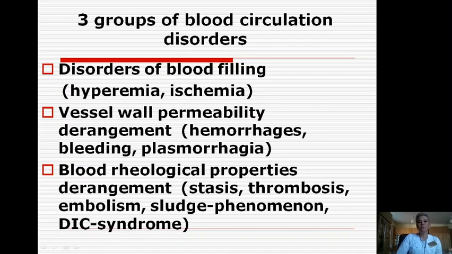There are three groups of blood circulation disorders. First group, disorders of blood feeding, for example, hyperemia, ischemia. The next group, vessel wall permeability derangement: hemorrhages, bleeding, plasmorrhagia. And the last group is blood rheological property derangement: stasis, thrombosis, embolism, sludge phenomenon, DIC syndrome.